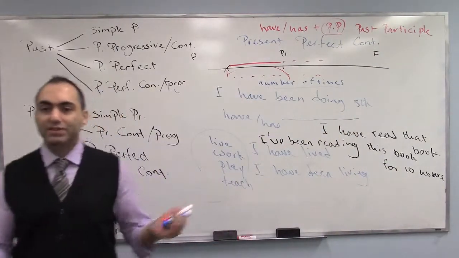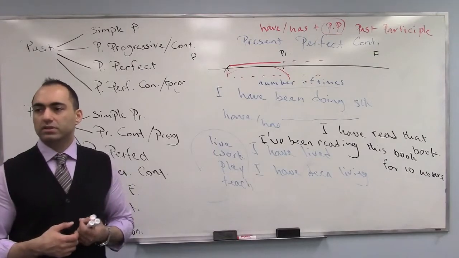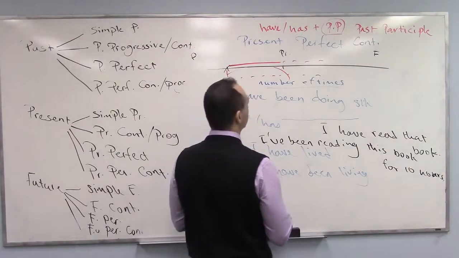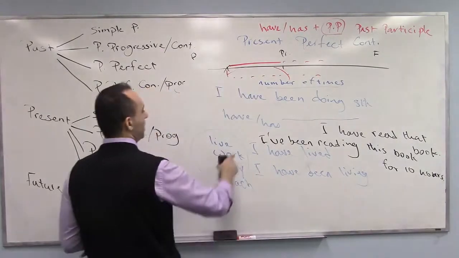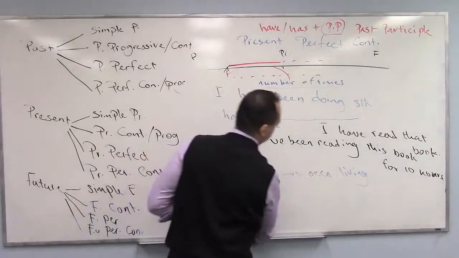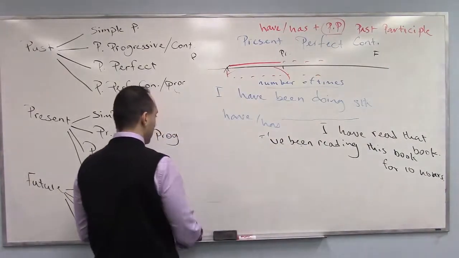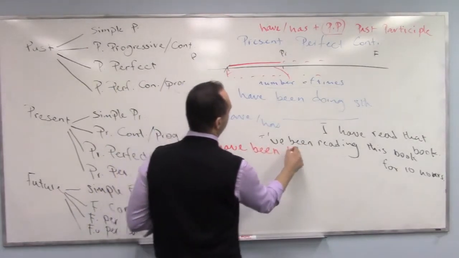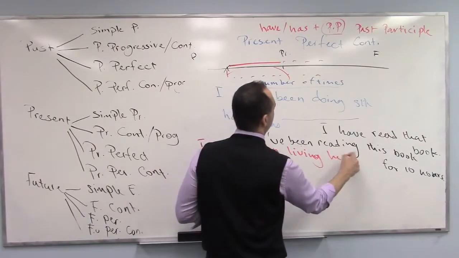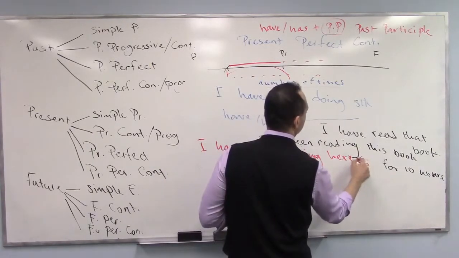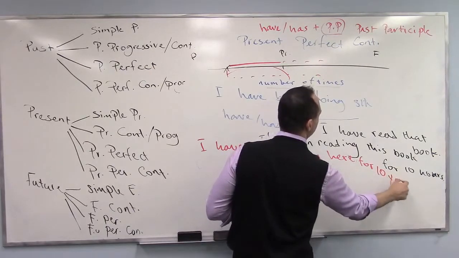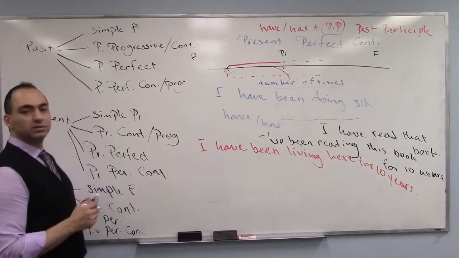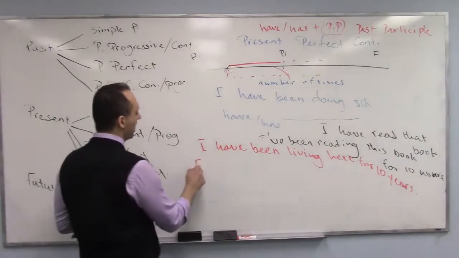The other issue surrounding this is how you pronounce it. So you say, I've been living here. It's basically, I have been living here. So when I say I have been living here for, let's say, 10 years, or since 10 years ago, or since 2004, I can say, I've been living here.